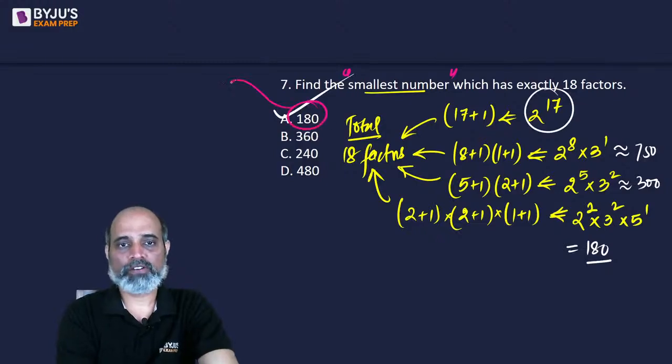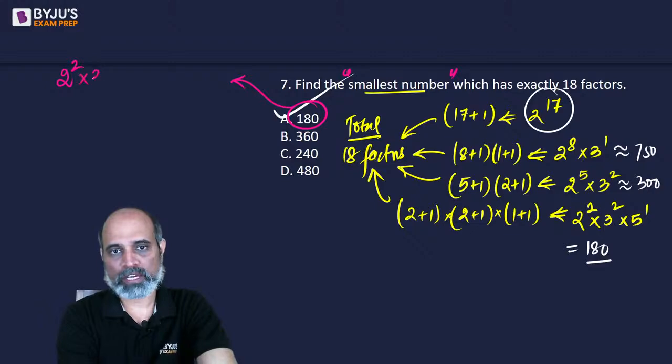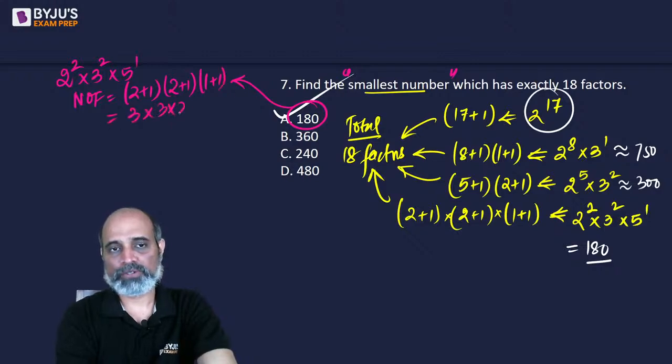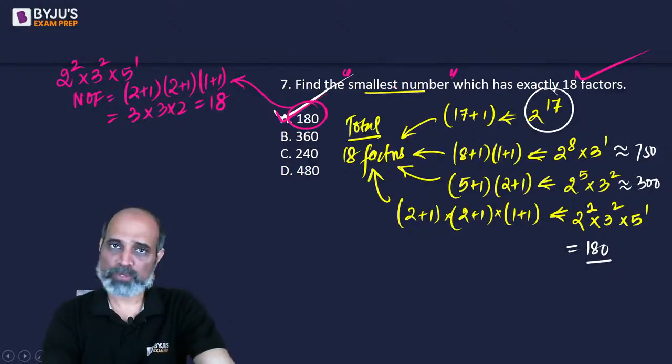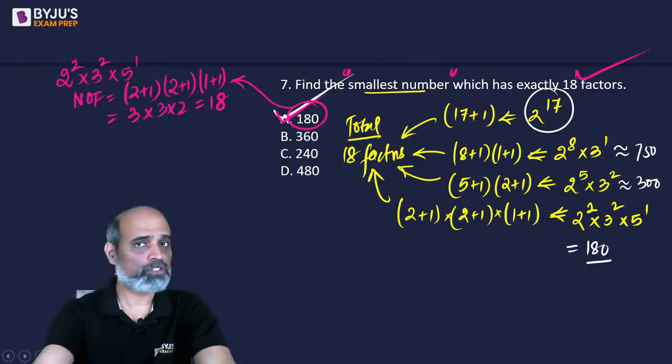The other way to solve this was, since we are asked to find the smallest number, to start from the smallest number. We could have prime factorized 180, which is going to be 2 square into 3 to the power 2 into 5 to the power 1, and then calculated the number of factors of this. Instead of doing the reverse engineering, this would have resulted in 3 into 3 into 2, which was 18. So 180 is the answer either way. You could use options, and if it was a theta question, this is how you will have to proceed.